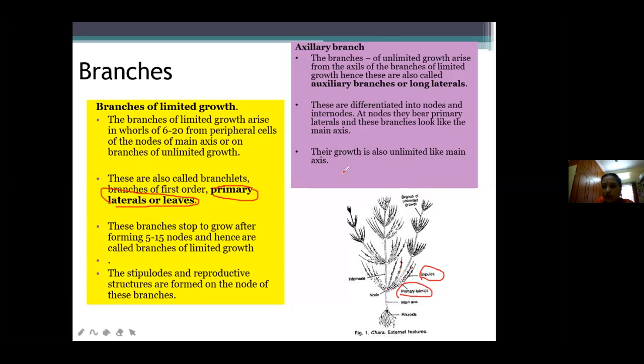The most important characteristic feature of Chara is the deposition of calcium carbonate. That's why this is called the stonewort or brittlewort. In the whole of Chara there is a deposition of calcium carbonate all over the plant body, due to which the body surface becomes quite rough and it can be felt by touching the plant. The branches of limited growth also bear the nucule and globule, that is called the female and male sex organ.